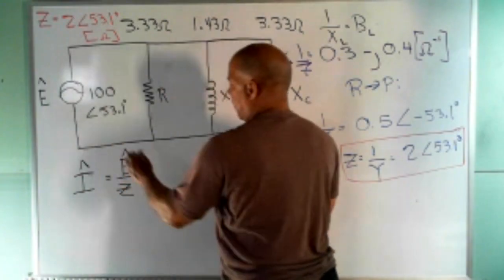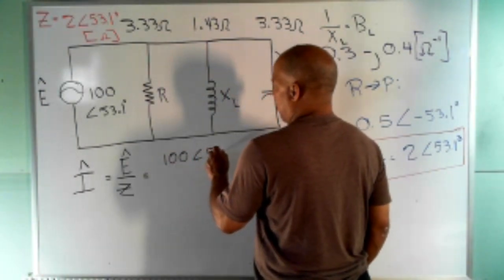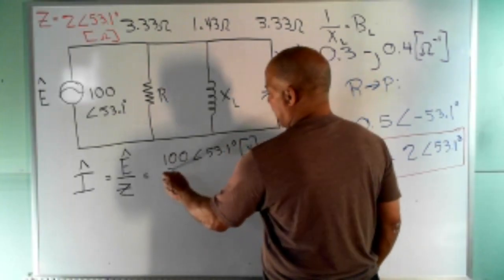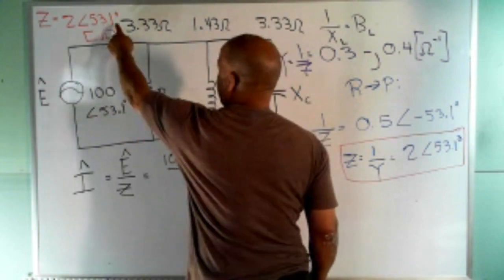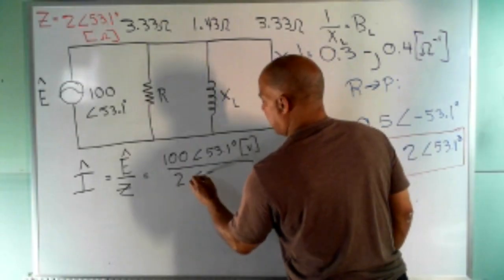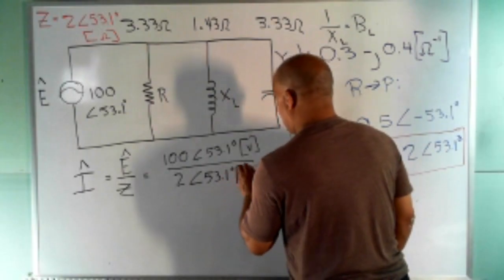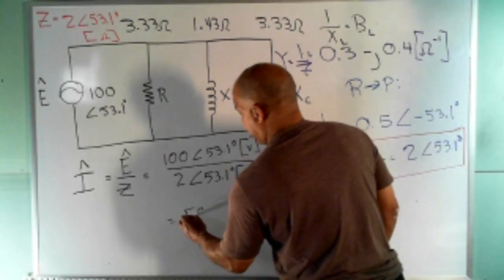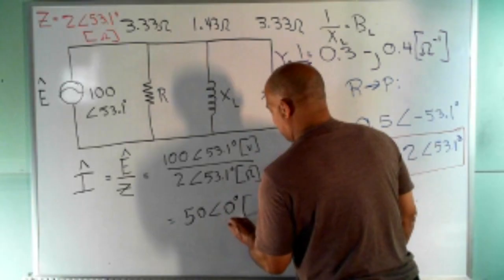So if I have 100 angle 53.1 degrees volts divided by my impedance, which is this, 2 with the same angle, 53.1 degrees ohms, when I divide that, I'm going to get 50 at an angle of 0 degrees, and my units would be amps.